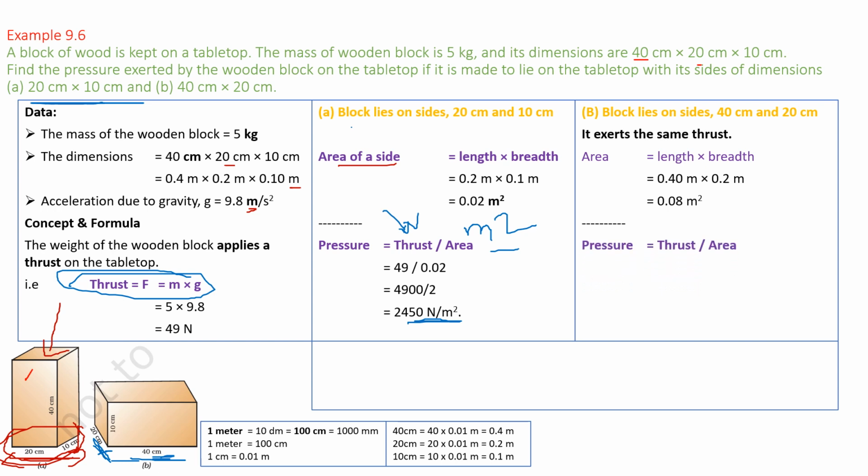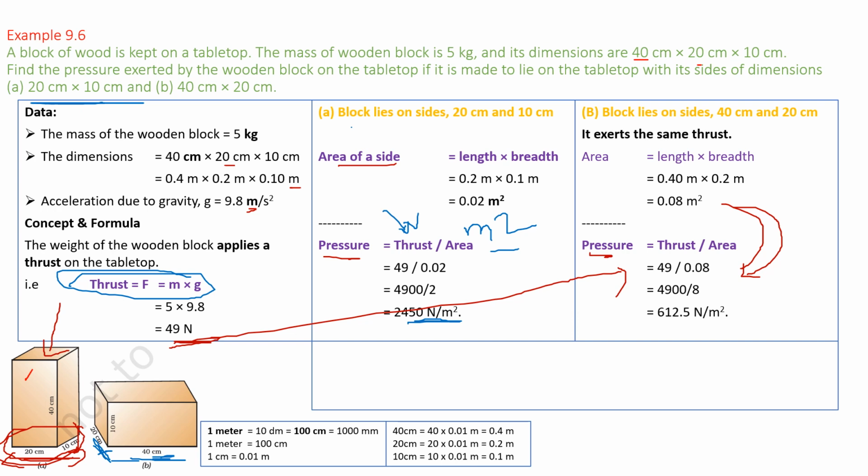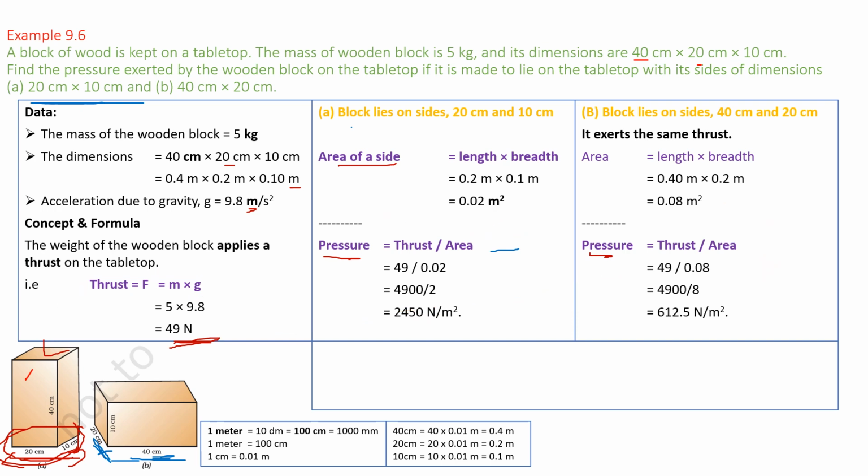Then let's calculate, as usual, the pressure. The pressure is thrust per unit area. What is thrust? We already calculated 49 newtons. What is the area? 0.08 meter square, and that is equal to how much? 4,900 divided by 8, that is equal to 612.5 Newton per meter square. Now let's summarize it.